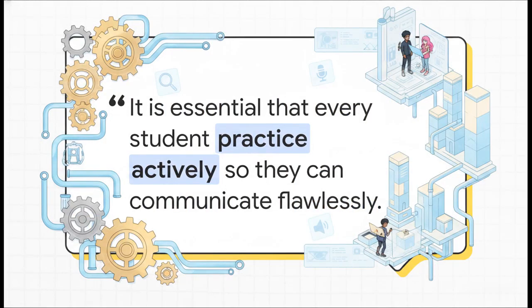Let's bring all our tools together in one final masterpiece of a sentence. It is essential that every student practice actively so that they can communicate flawlessly. Notice how all our tools are working together here. Essential triggers the subjunctive, so we use the base verb practice without an S, and so that acts as our subordinating conjunction of purpose. Mastering these sentence types, connectors, and moods doesn't just help you pass a quiz. It unlocks an entirely new level of precision in how you connect with the world.